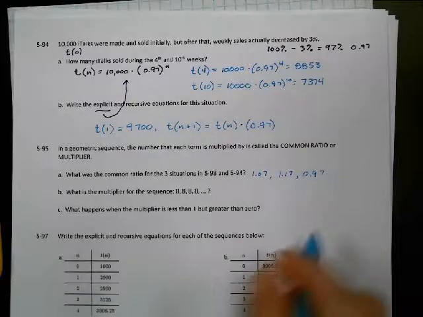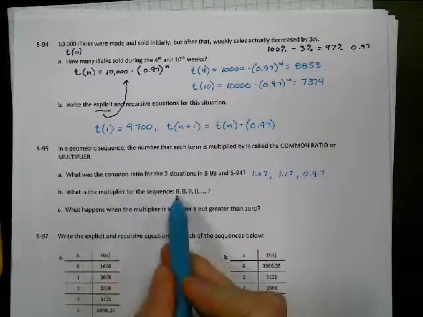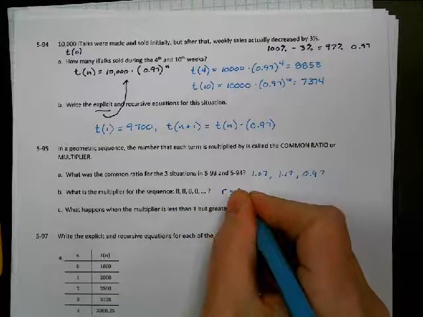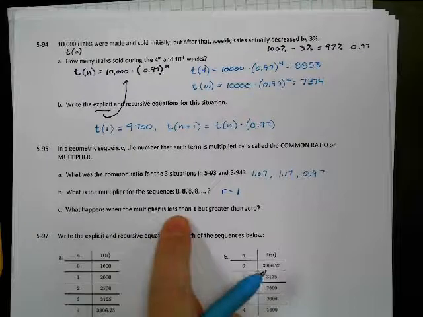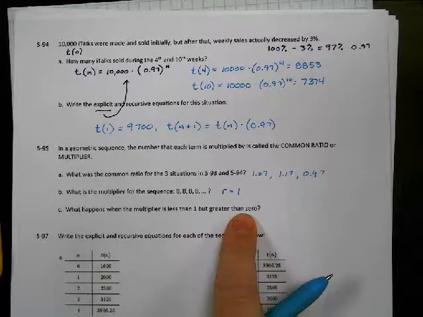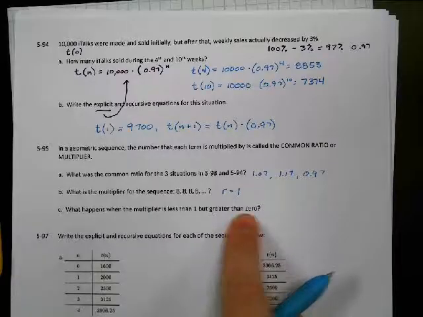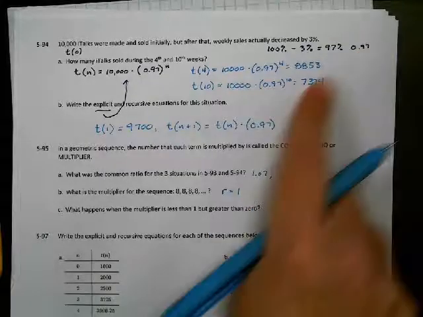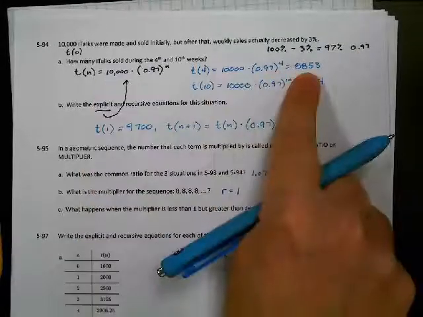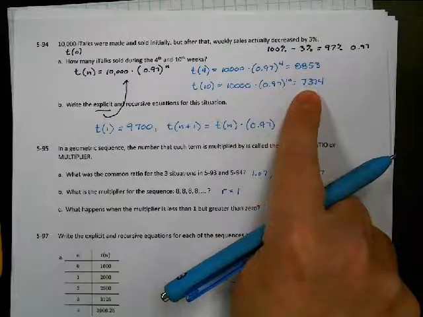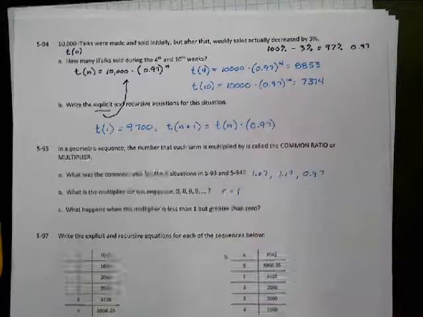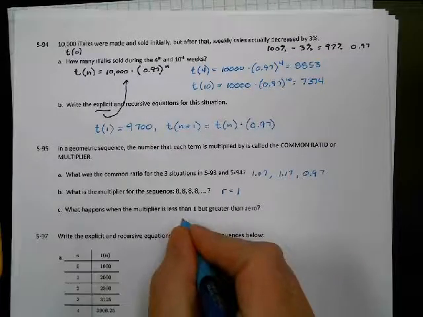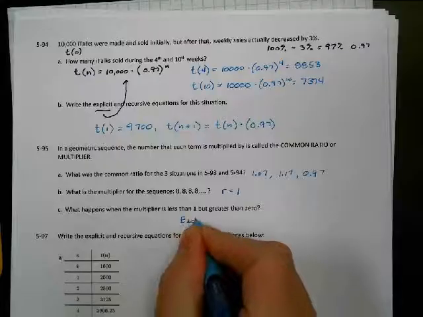What is the multiplier for this sequence? What's it multiplying by each time? The multiplier, or the common ratio, is 1. What happens when the multiplier is less than 1 but greater than 0? So that means it's some kind of decimal answer. Well, we had that situation right here. It was less than 1. And what happened? Well, we started with 10,000, and then after the fourth term, we had 8,853, then after the 10th, 7,374. So we see that the numbers decrease. So each term decreases.